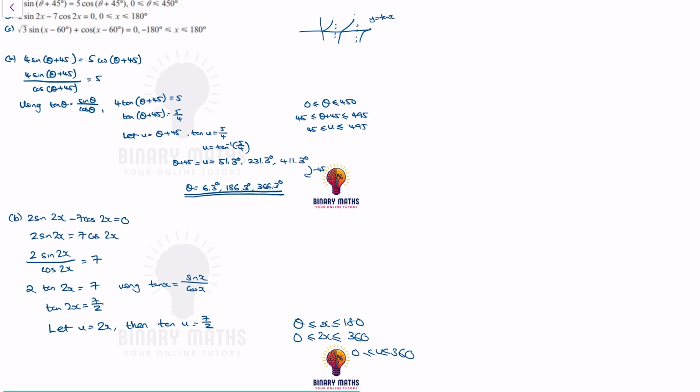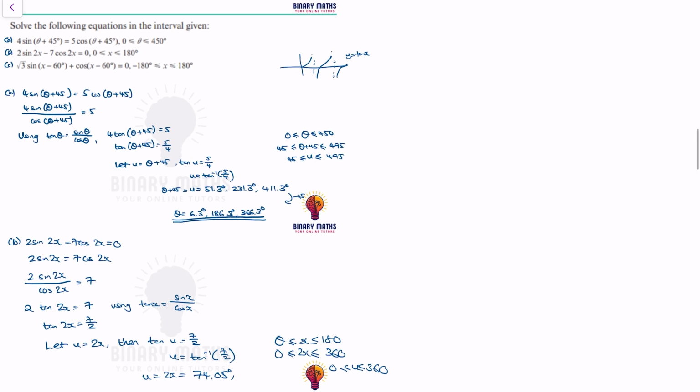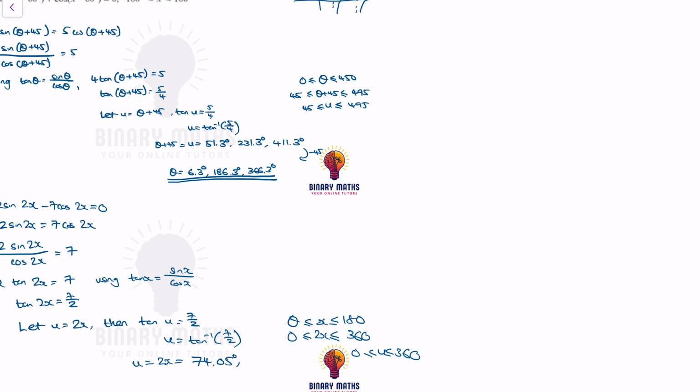Okay, to find u, I need to do inverse tan of 7 over 2. So u, which is equal to 2x, is equal to the first value I get, 74.05 degrees. Remember, because it's a tan graph, I'm not going to draw it again, but just like the first one, the tan graph repeats every 180. So I need to add 180 to get the next one.